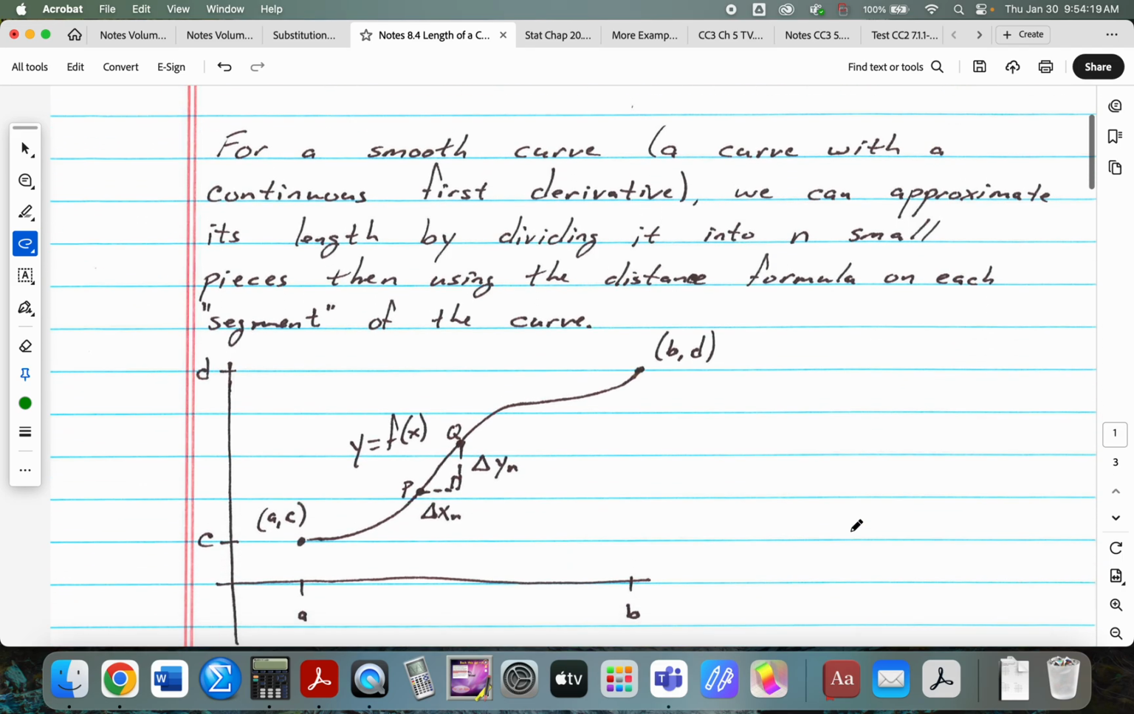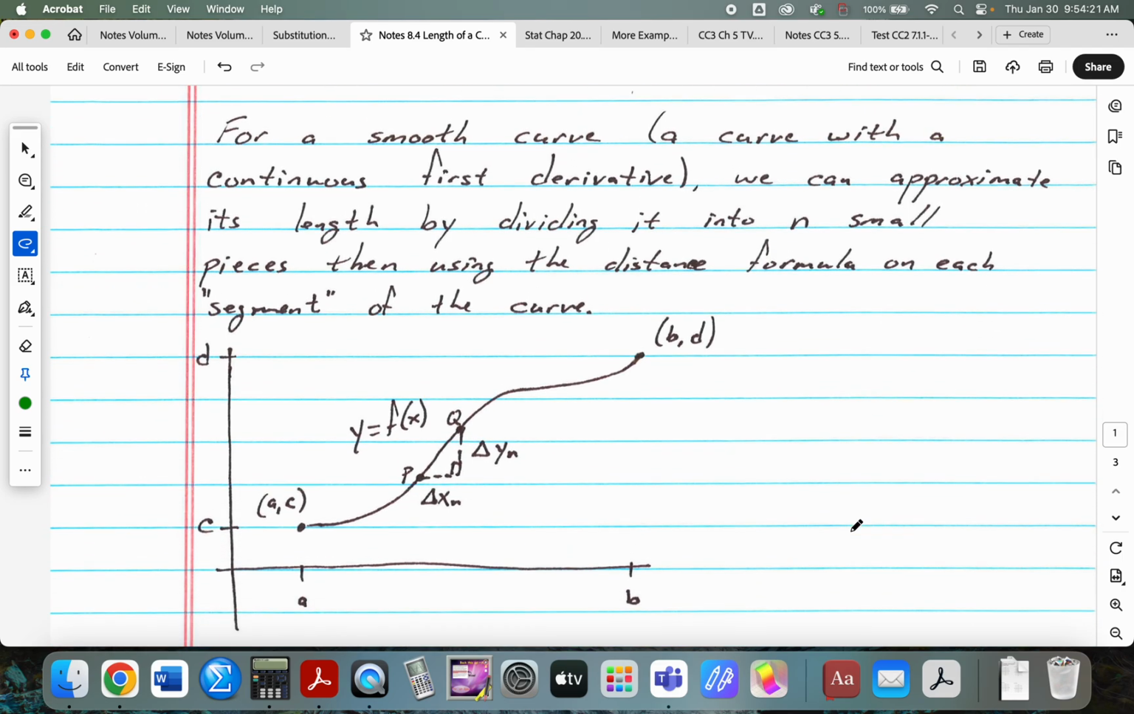So if we have a smooth curve, that is a curve with a continuous first derivative, and you're like, oh, a continuous first derivative, right? If we have a graph like that, that's not smooth, right? And at this point, the derivative of whatever this function is isn't going to exist because it's not smooth. Okay, so sometimes they just call it a smooth curve.